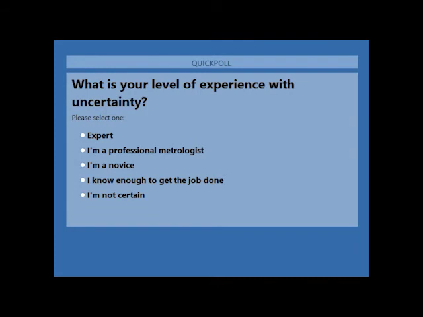And then after we get some results, I'll share it with the audience and we can see the level of knowledge out there. Looks like it's a pretty good mix so far. Are you an expert? Are you a professional metrologist? I suppose you could argue those are the same, but we put them in there anyways. Are you a novice? You know enough to get your job done, or you're not certain?